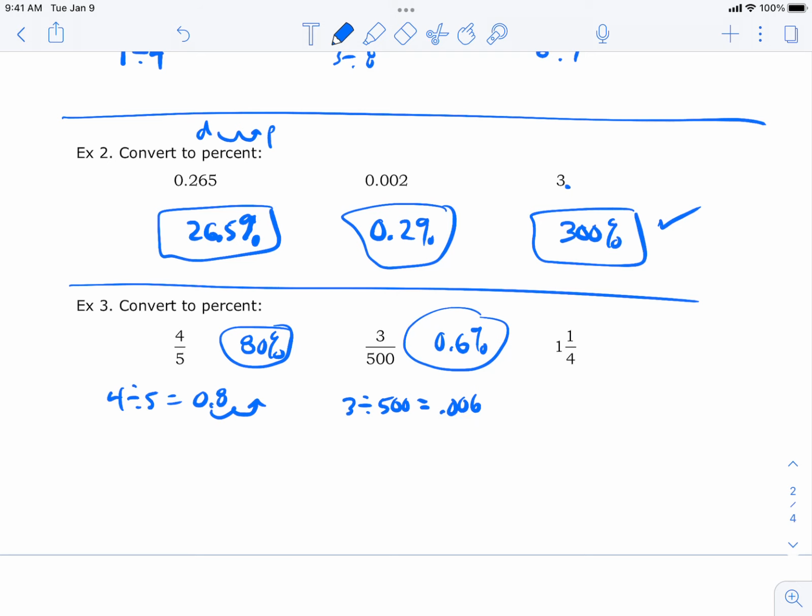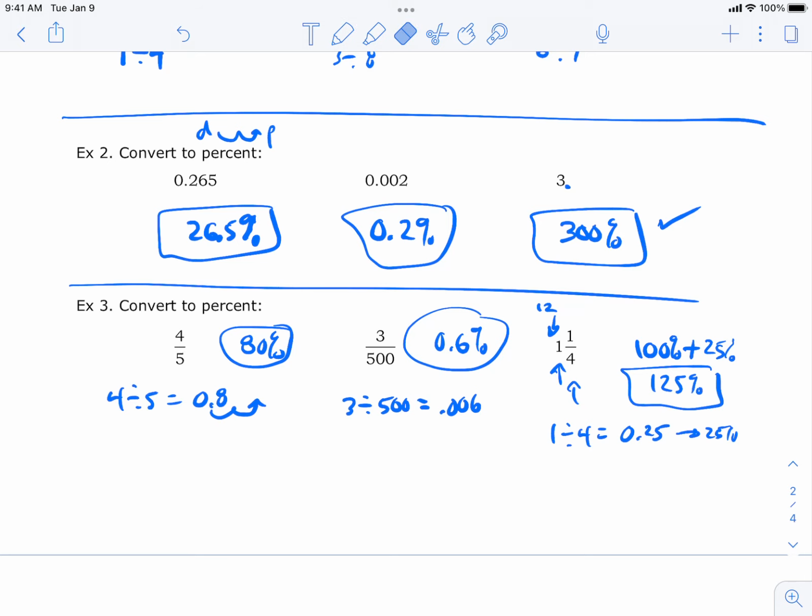And then here, percent, 1 1/4. If it's over 1, that means it's going to be 100% plus something, right? The 1 is telling me 100%. Now you got to take the 1/4. 1 divided by 4 is 0.25. Slide it exactly twice, and that's 25%. So you got 100% plus another 25%. You've got 125%. Cool. And if this was a 3, we'd have 325%. And if this was a 12, we'd have 1,225%, or however you pronounce that.